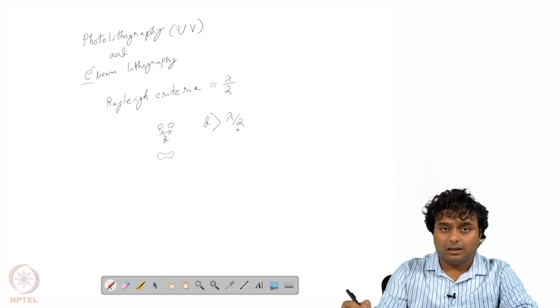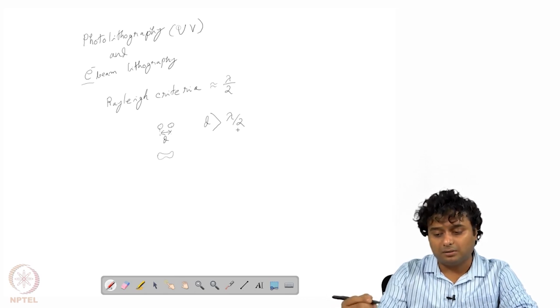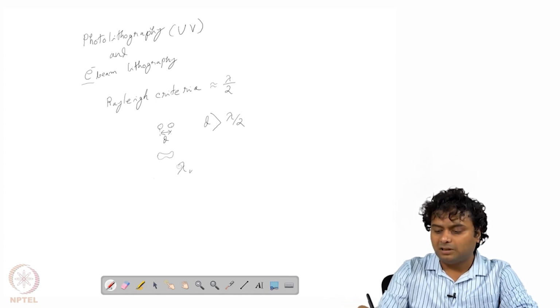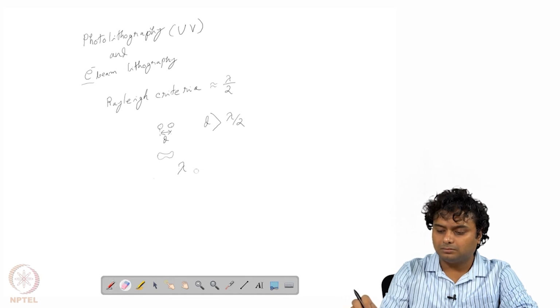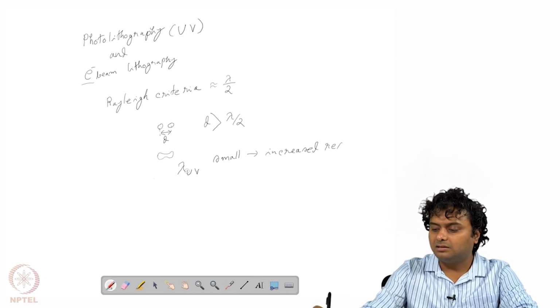Now, ultraviolet light can have much higher frequency, or much smaller lambda. So, using ultraviolet light we can decrease the wavelength, since lambda of a UV light is pretty small. So, we have increased resolution.